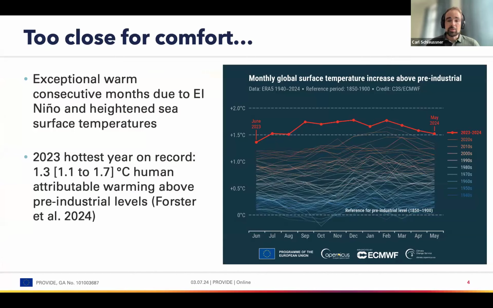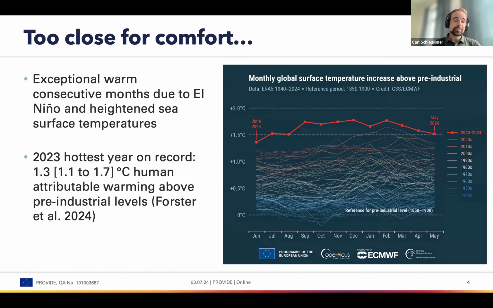So we are unfortunately inching ever closer to the 1.5 degree limit of the Paris Agreement, making an overshoot, so at least temporary exceedance of that level, and this is how we understand the overshoot in this context here. A very distinct possibility, which we need to understand scientifically, but also understand what it means for climate action.